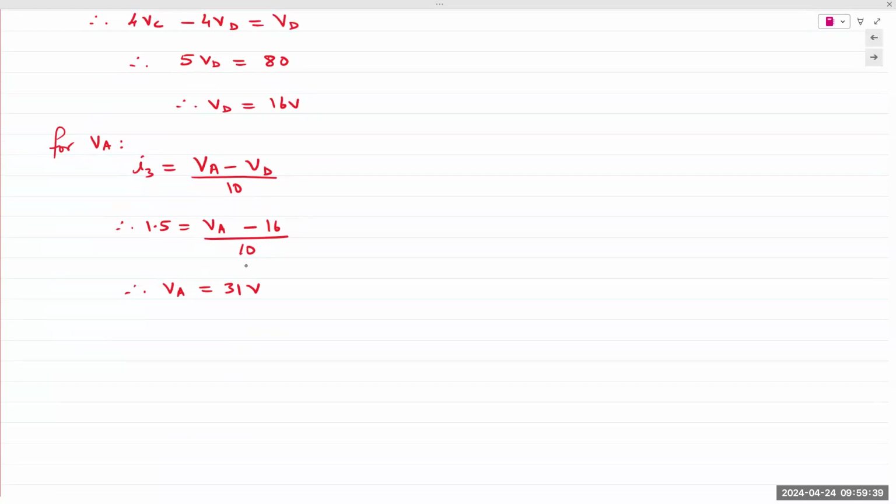I'll keep on recording for IN, and then you can look at that video later for the last portion. So VA is 31 volts. VTH is equal to VOC, which is equal to VAB, 31 volts.